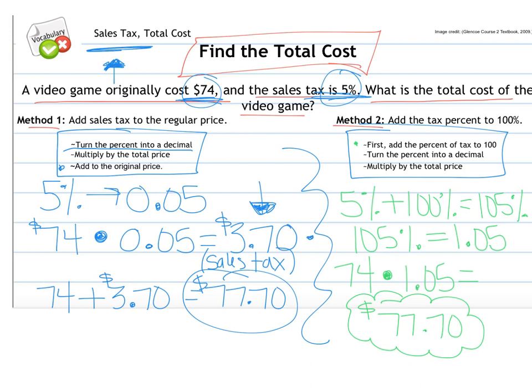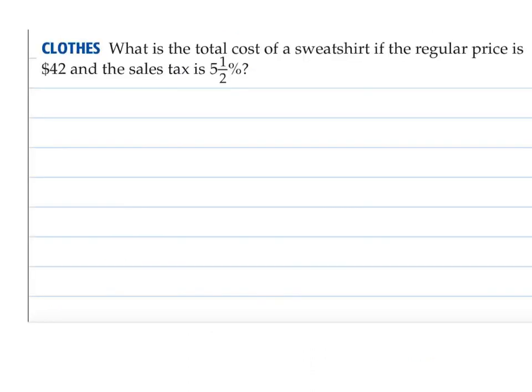Both methods work, whichever one you want to do. The first method, you are multiplying first and then adding. The second one, you're adding first and then multiplying. Let's do a few more examples.